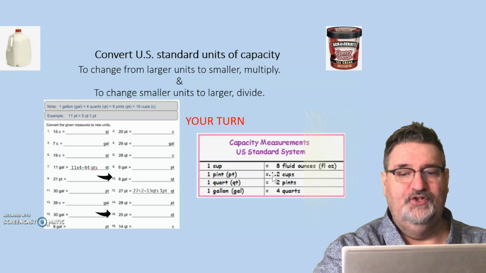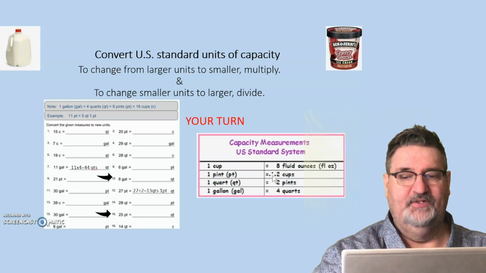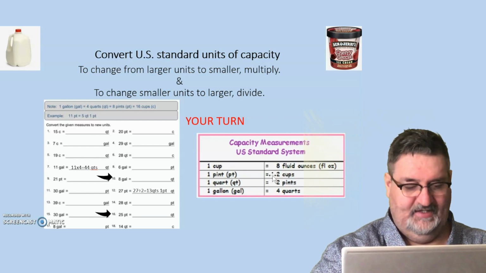All right, let's have you do number 10 and number 16. 8 gallons equals how many quarts? And 25 pints equals how many quarts? And we'll give you 10 seconds for that.